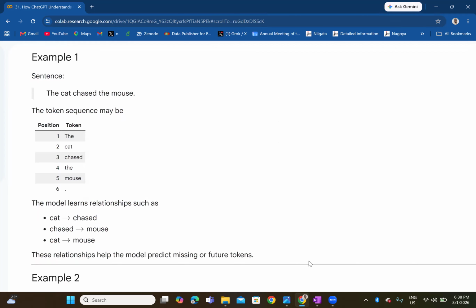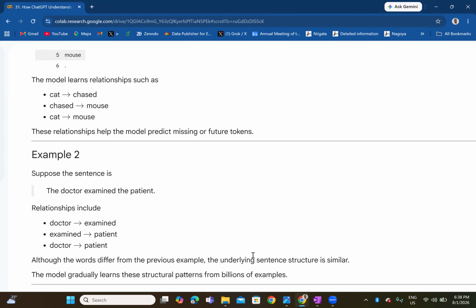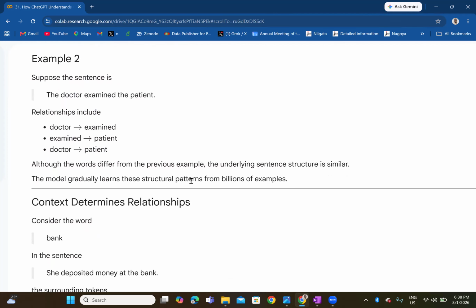Example one, you have the sentence, the cat chased the mouse. The token sequence may be the cat chased the mouse with this numbering. Then the model learns relationships such as cat chased, chased mouse, cat mouse. These relationships help the model predict missing or future tokens. In example two, suppose the sentence is the doctor examined the patient. Relationships include the following: doctor examined, examined patient, and doctor patient. Although the words differ from the previous example, the underlying sentence structure is similar. So the model gradually learns these structural patterns from billions of examples.